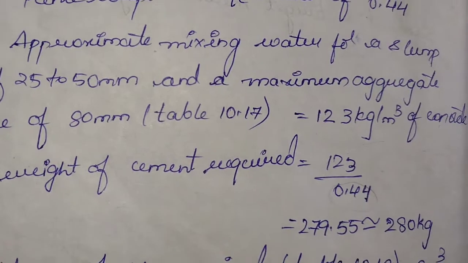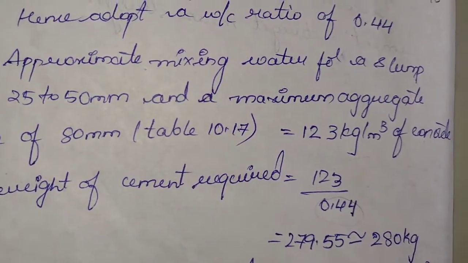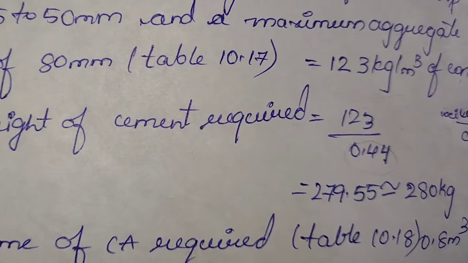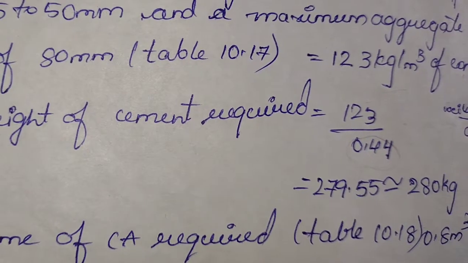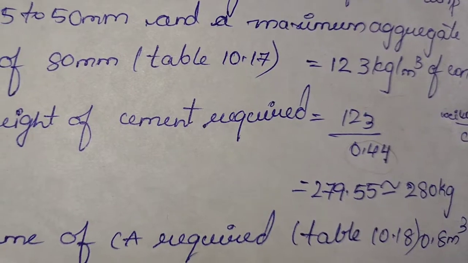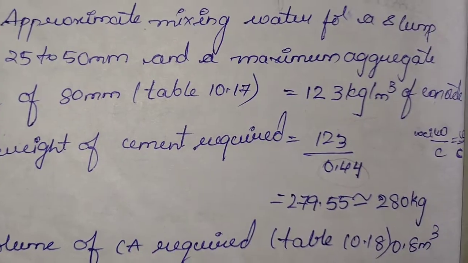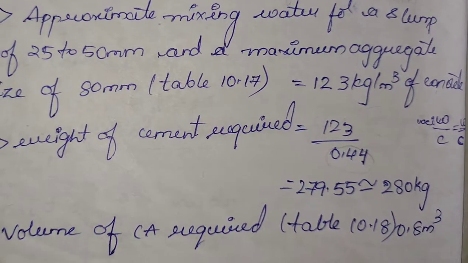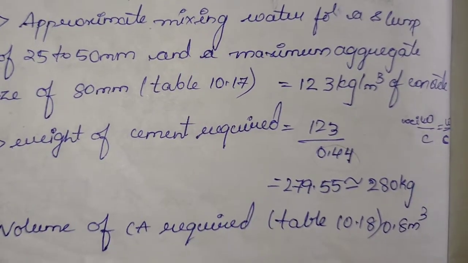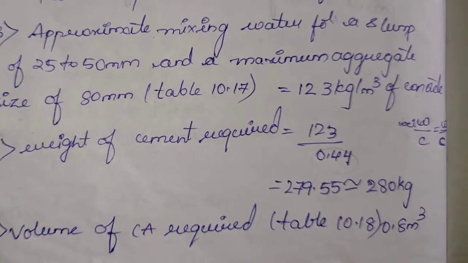Next, to get the weight of cement, what we will do is, we will do weight of water by the water cement ratio. Weight of water by water cement ratio, we'll get the weight of cement. So once we get the weight of cement, we will now calculate the volume of coarse aggregate required. For that we will be using the table 10.18.